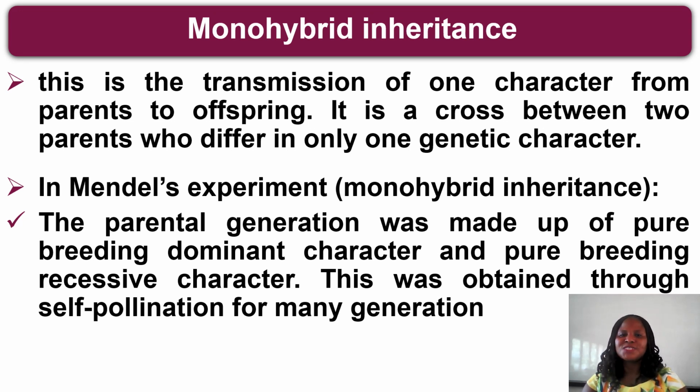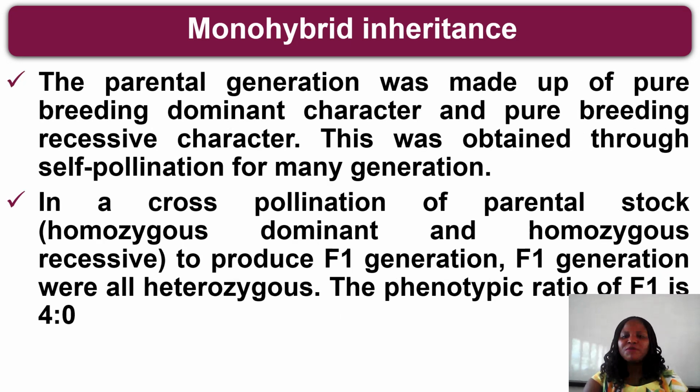So let's take height for example. He crossed a tall plant and a short plant. The tall and the short are the parental plants, and the parental plants make up the pure breed. So after crossing the pure breed, he realized that the first filial generation were all tall.